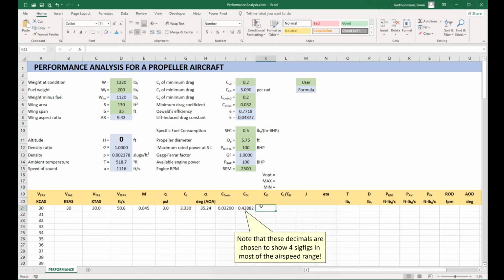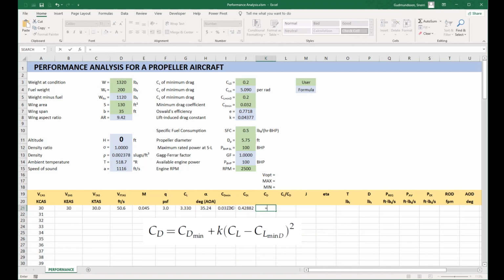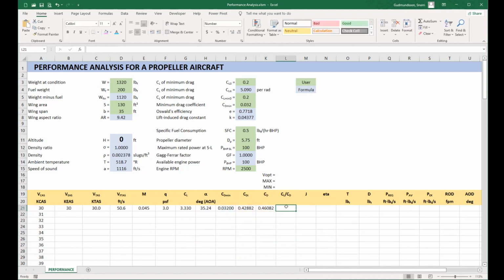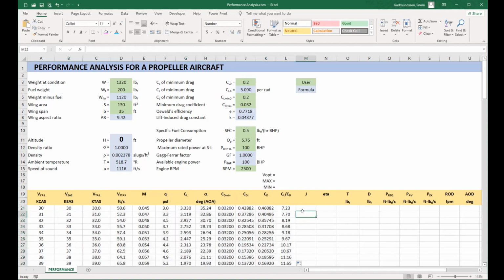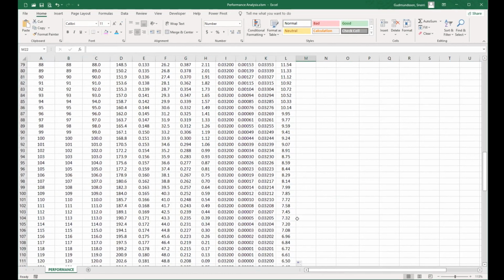The next 2 columns are easy. Add CD min and CDI, and divide CL by CD. Now let's select entries in this row and double-click this little box in the lower right corner to copy-paste everything from here to the last row in the table.